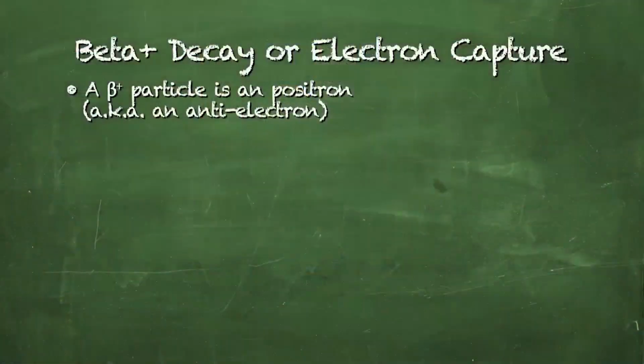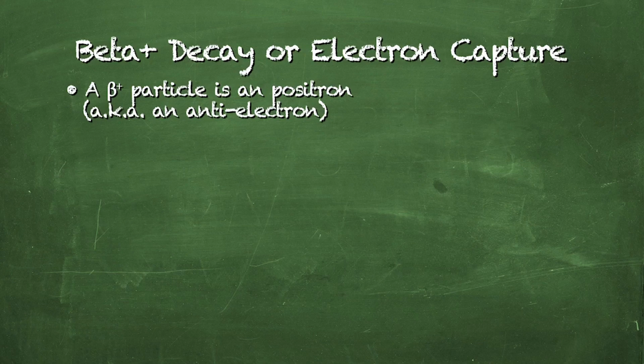I'm Gerard Blanchard. This time, we're going to continue our discussion of radioactive decay with beta plus decay and electron capture. A beta plus particle is a positron, or in other words, an anti-electron. An example of a beta plus decay would be nitrogen-13 decays into carbon-13 plus a positron plus a neutrino.